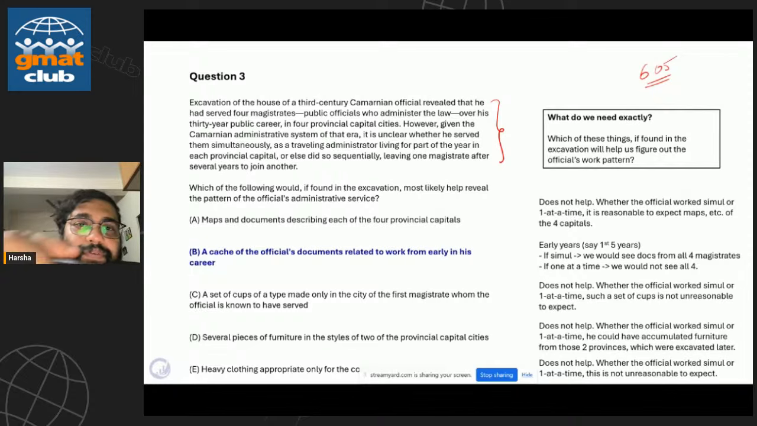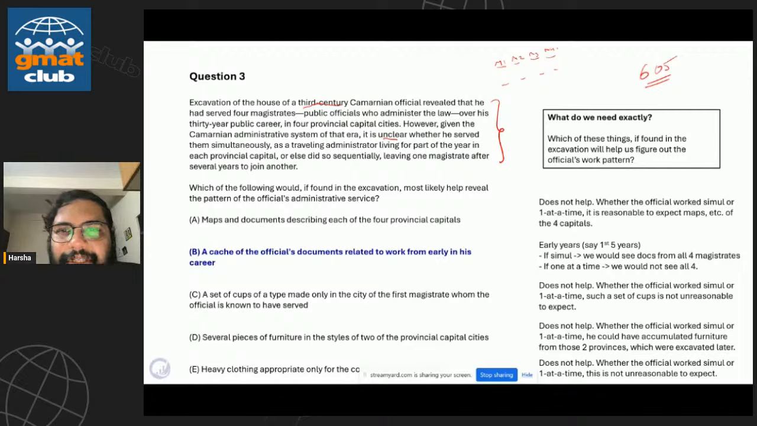Excavation of a house of a third century. So we're talking about ancient times. Third century Cameronian official. It revealed that this guy had four magistrates. So this guy worked for four different magistrates, right? And this happened in four different cities. However, given the system of that era, what's unclear is whether he served them simultaneously or sequentially.